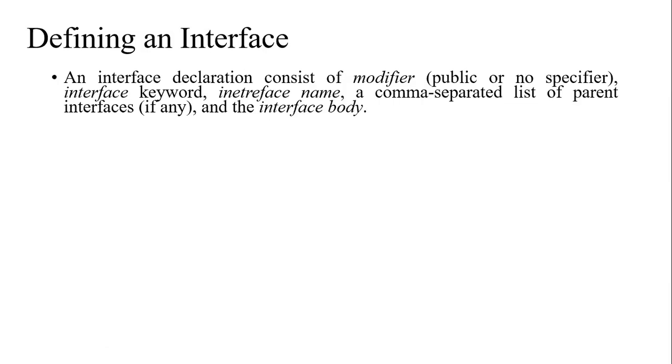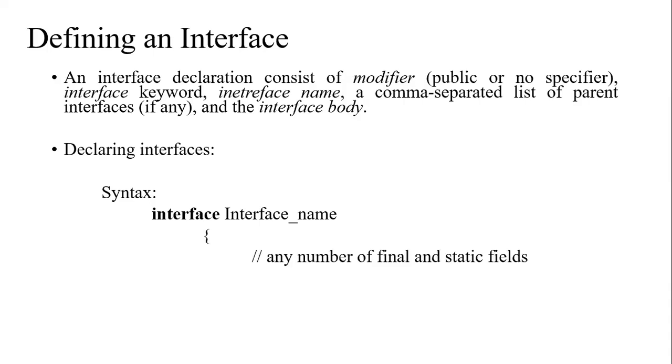So in general, it will have an access modifier, followed by the interface keyword. Then you will have an interface name, whatever name you want to give for the interface. Then you will have comma separated interfaces from which you want to inherit a few methods from a parent, right? After this particular statement, you will have an interface body.